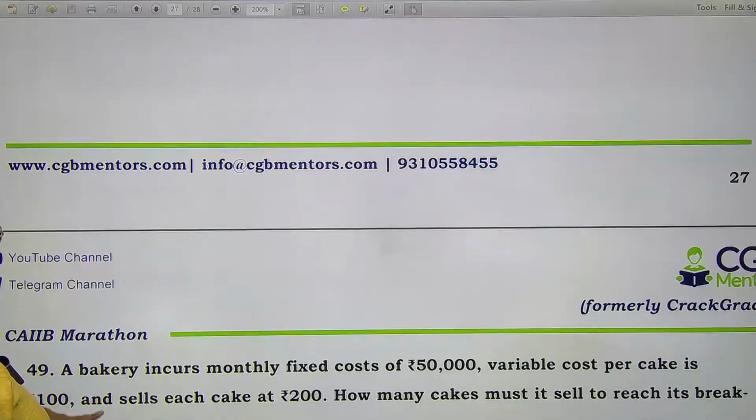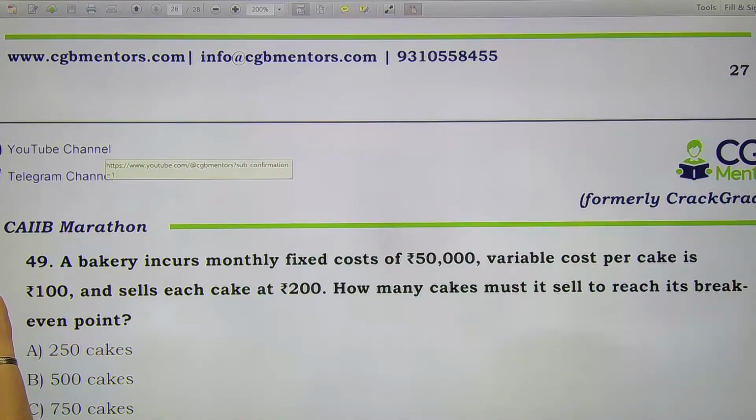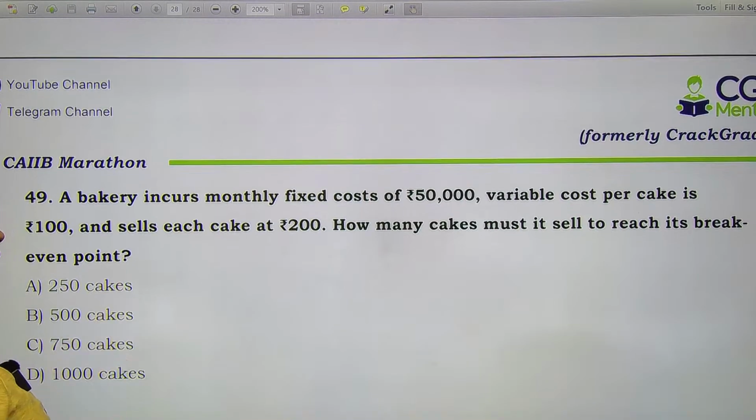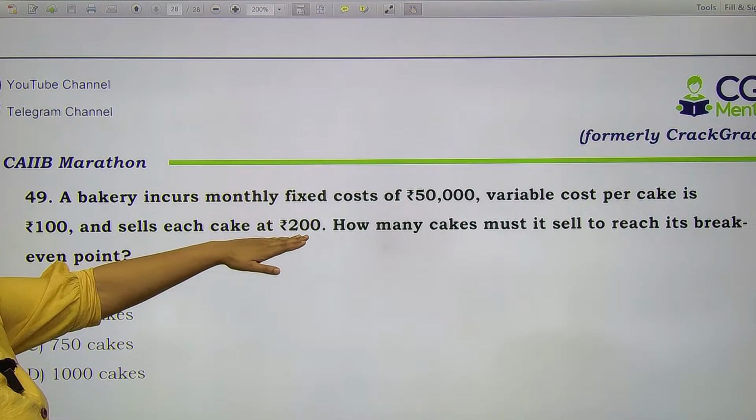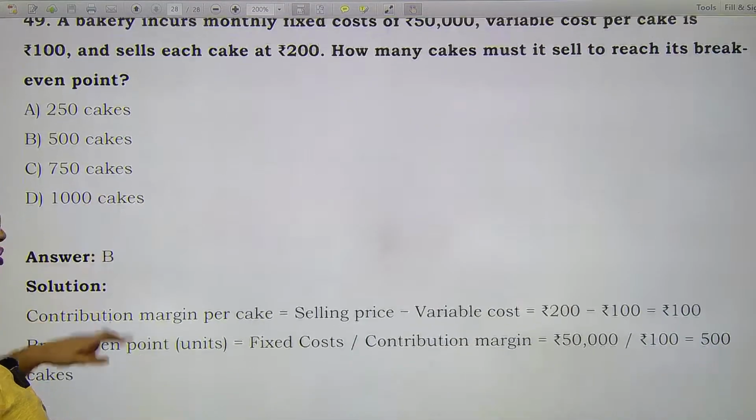Next is, a bakery incurs a monthly fixed cost of 50,000, variable cost per cake is 100, and sells the cake at 200. So how many cakes must it sell to reach its break-even point? For arriving at the break-even point, it has been asked in quantity. So fixed cost divided by contribution per unit. Fixed cost is given. Your contribution per unit is 200 minus 100, that is 100. So easy. Over here, fixed cost is 50,000, contribution per unit is 100, and you get the answer of 500 cakes.